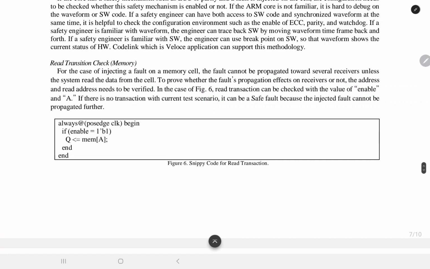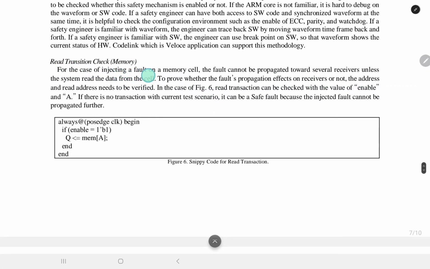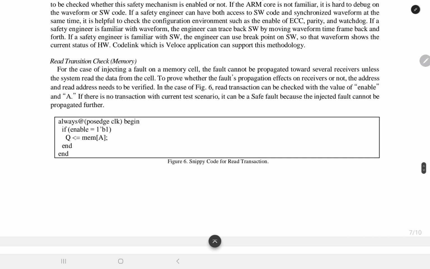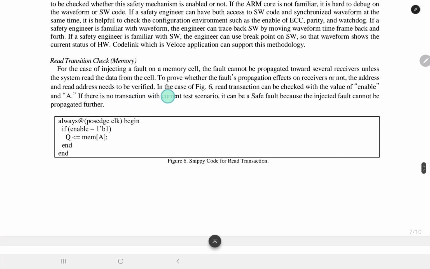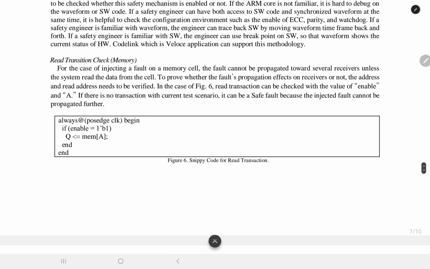Read transaction check, memory. For the case of injection of fault on a memory cell, the fault cannot be propagated through several receivers unless the system reads the data from the cell. To prove whether the fault propagation has an effect on the receiver or not, the read address needs to be verified. In the case of figure 6, read transaction can be checked with the value of the neighbor NA. If there is no transaction with the current test scenario, it can be a safe fault because the injected fault cannot be propagated further. Figure 6 is simply code for the read transaction.